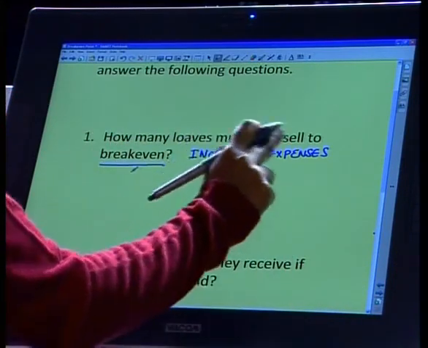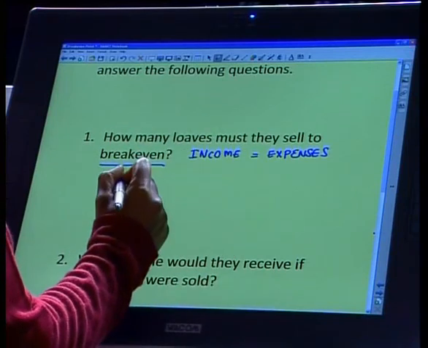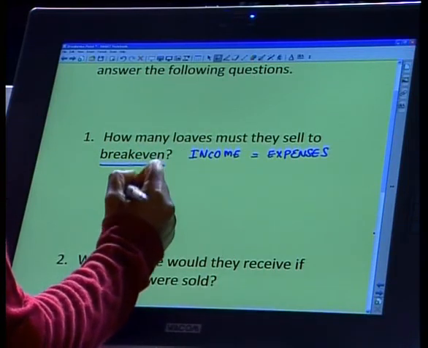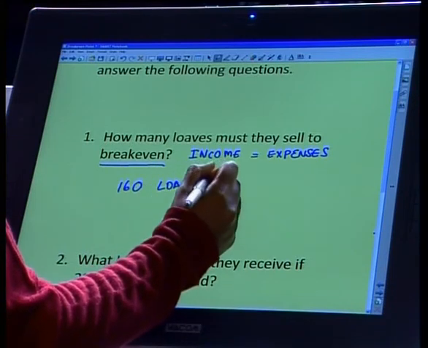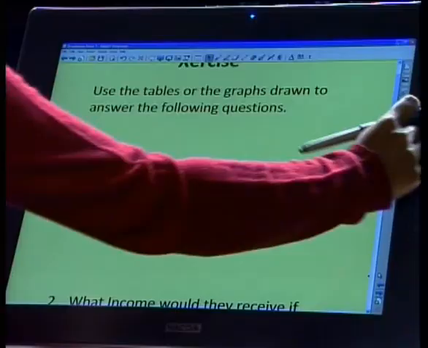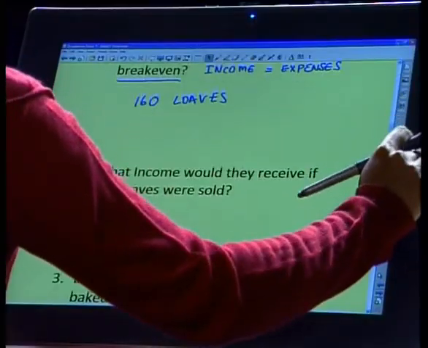So how many loaves must they sell to break even? They must sell 160 loaves. And that's just by reading straight from the graph. Guys, so we've just determined the break-even point on this graph, which was the point at which the income was equal to the cost. Now let's look at question two and see what they would like us to do.